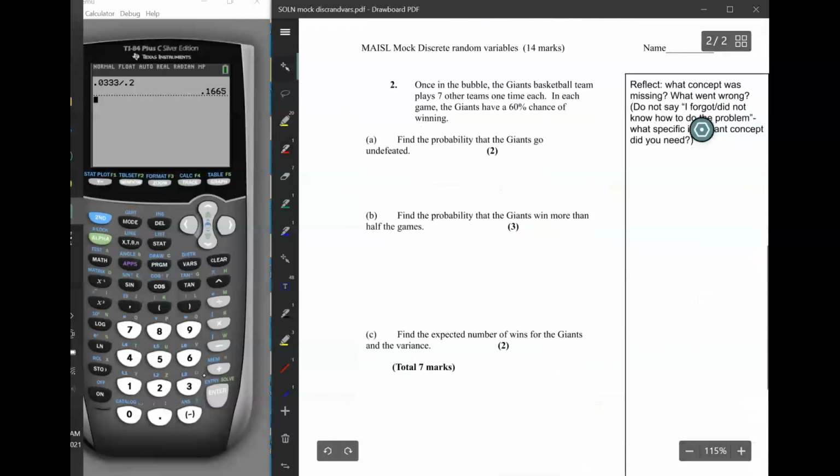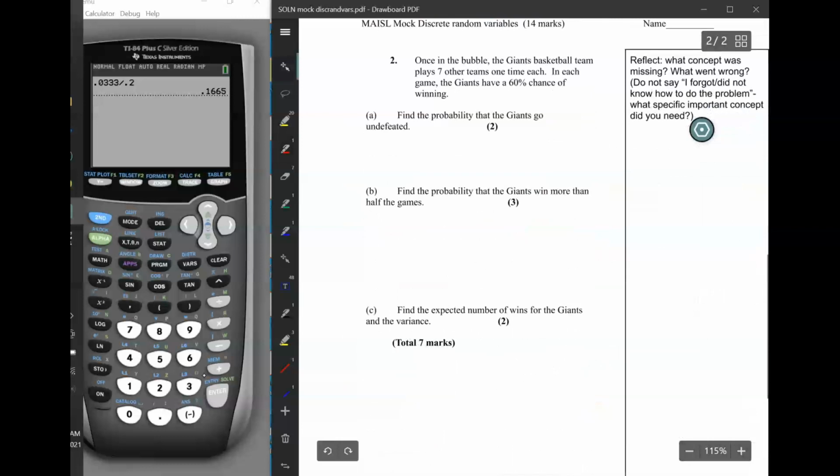Next page. Once in the bubble, the Giants basketball team plays 7 other teams 1 time each. In each game, the Giants have a 60% chance of winning. Find the probability that the Giants go undefeated. Okay, so this is a binomial distribution problem because there's repetitions, same probability each time.